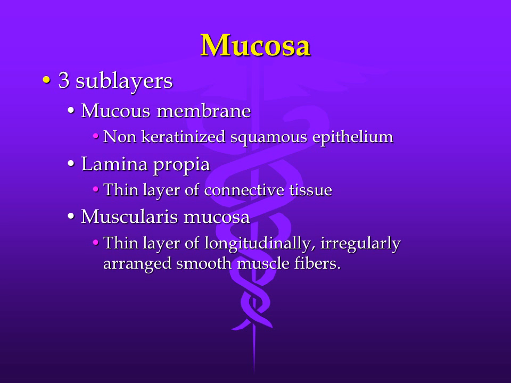The mucosa. The 3 sublayers are the mucosal membrane, which is made of non-keratinized squamous epithelium, the lamina propria, which is a thin layer of connective tissue, and the muscularis mucosa, a thin layer of longitudinally, irregularly arranged smooth muscle fibers.